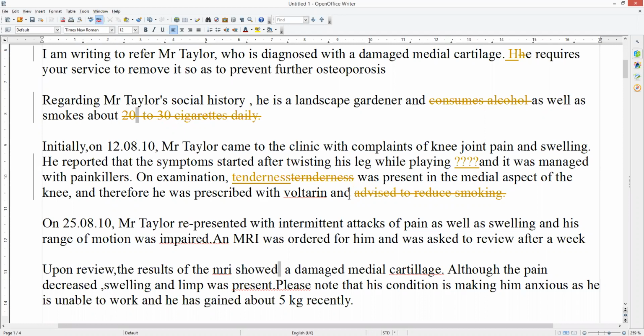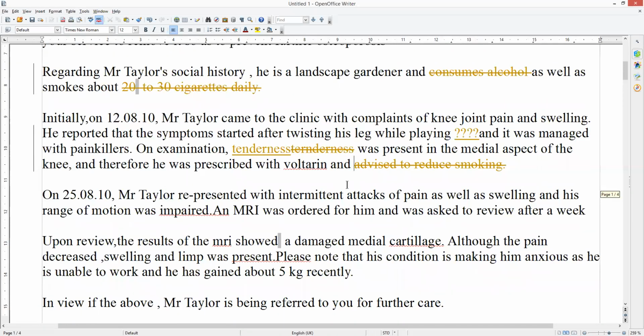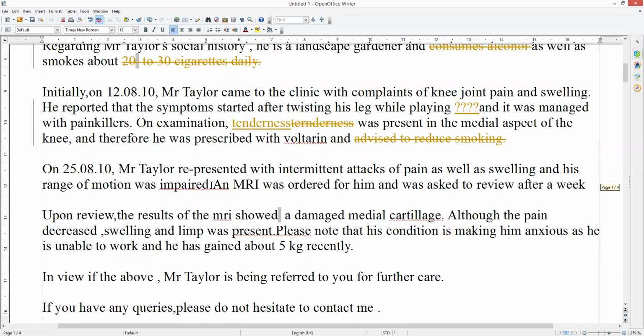Okay. Mr. Taylor represented with intermittent attacks of pain. The swelling range of motion was impaired. An MRI was ordered for him and was asked to review. Okay. So we've got lots of passive here, right? Who ordered the MRI? You did. So why is it passive? Why is it passive? All right.